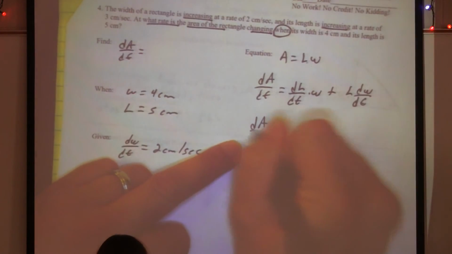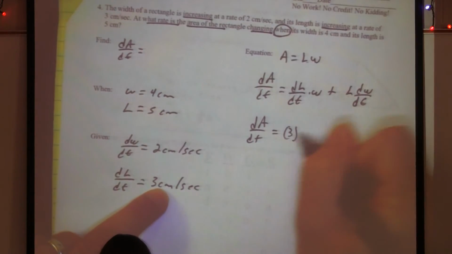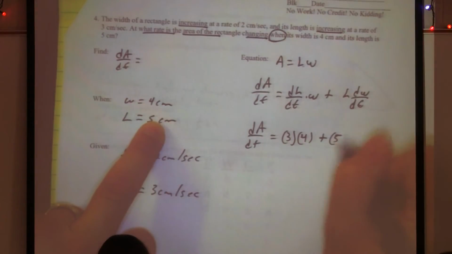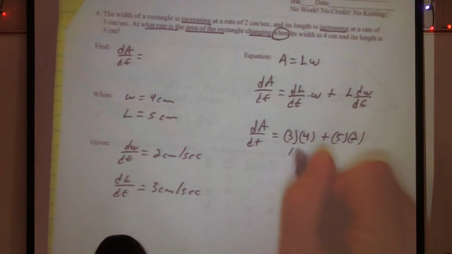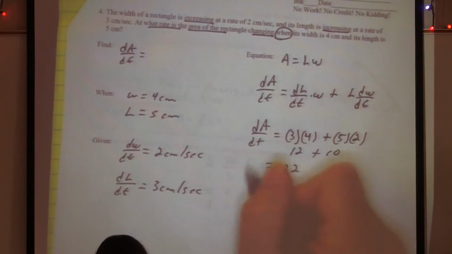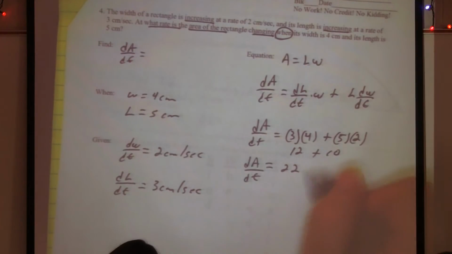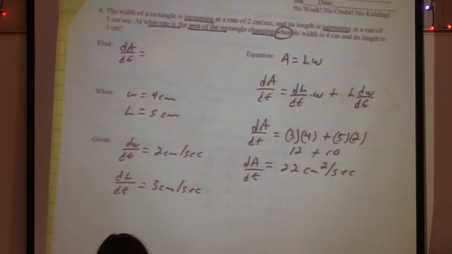Let's do it. So dA dt equals dL dt, which is 3, times what? 4 plus 5 times 2. So that gives us 12 plus 10 equals 22. So the rate of change of the area is 22 centimeters squared per second. Pretty cool?